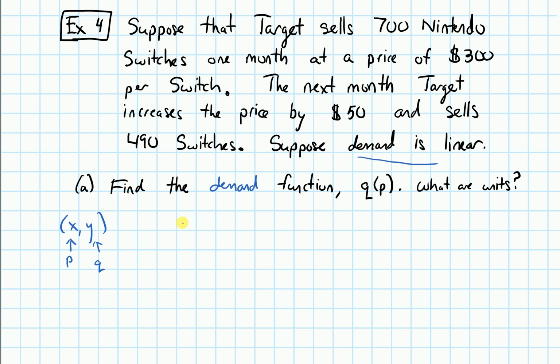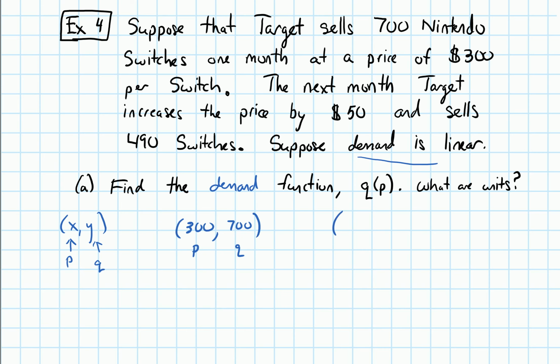Okay, so the first sentence tells us that when the price is 300, so that's my first coordinate here, the quantity that Target sells is 700. It'll sell 700 Switches. There were 700 people who demanded a Switch. And when I say demanded there, I mean it's how many people actually went out and got a Switch, went out and paid for a Switch. Okay, so again, the 300, that's the P value, that's the price. 700 is Q, that's the quantity, that's the demand.